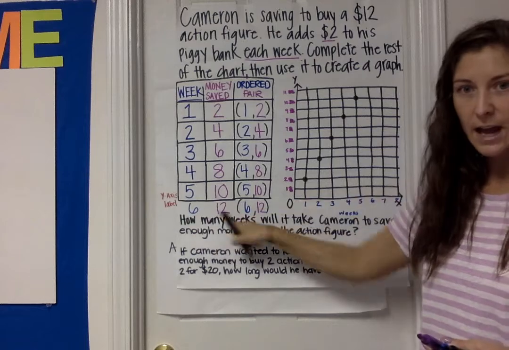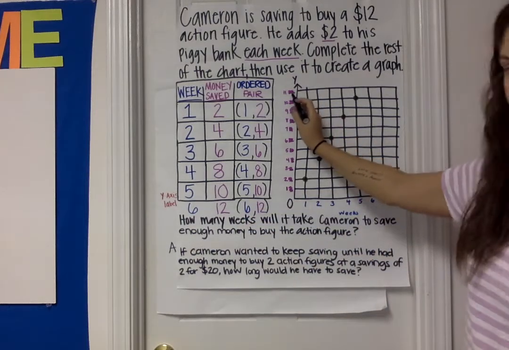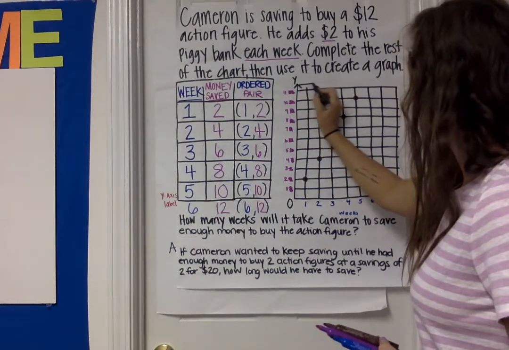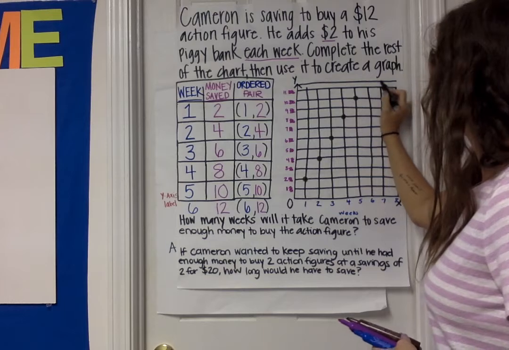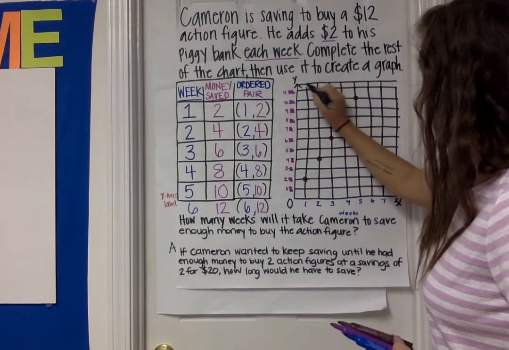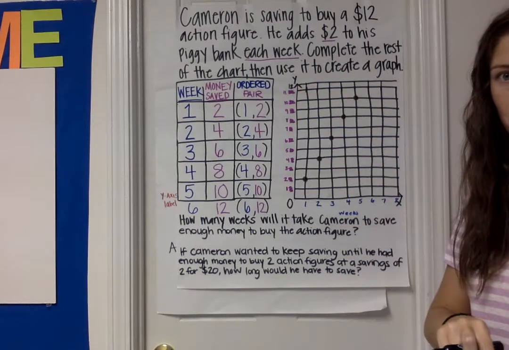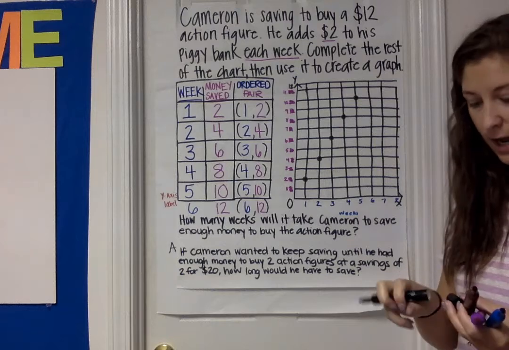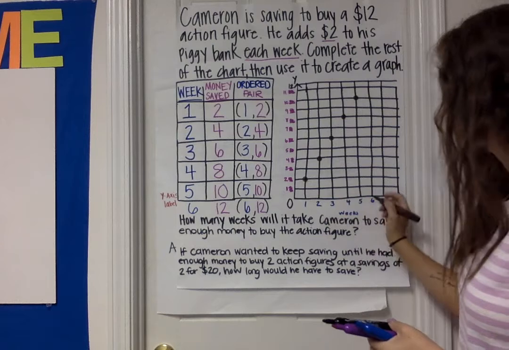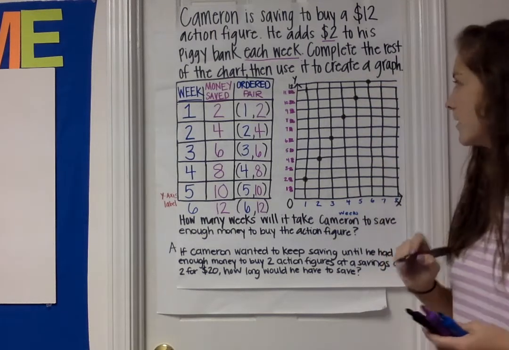And the last one that I had to add down here was (6, 12). And it looks like for my y-axis, I only went up to 11. So I'm going to add another line there real quick. So there's my 12. And now I can go ahead and plot for (6, 12). So going over to my 6, going up to 12, and plotting that point right there.